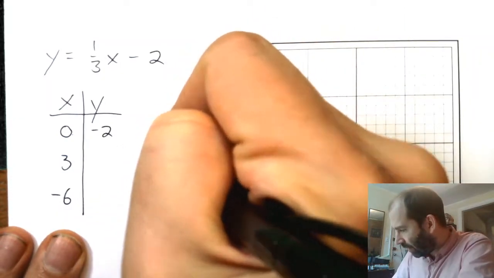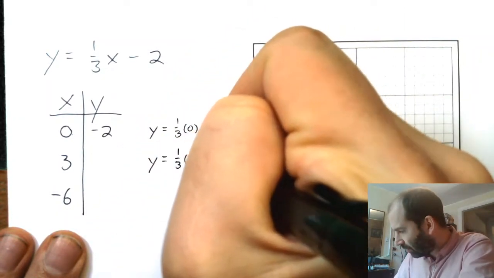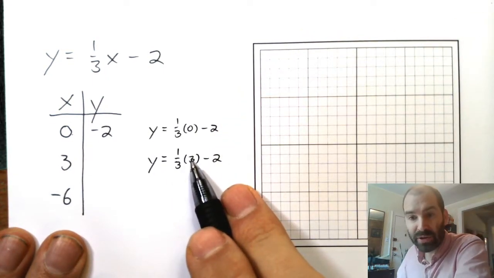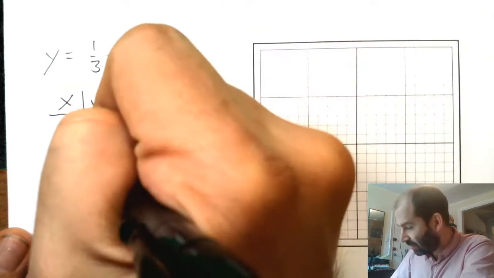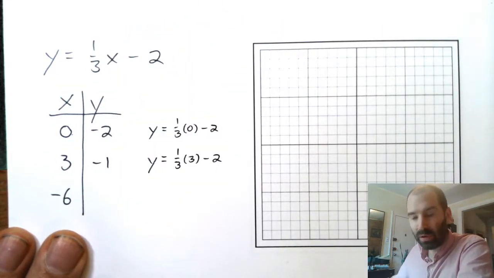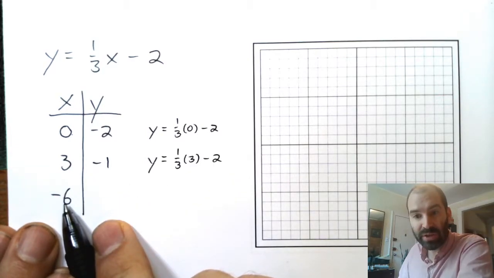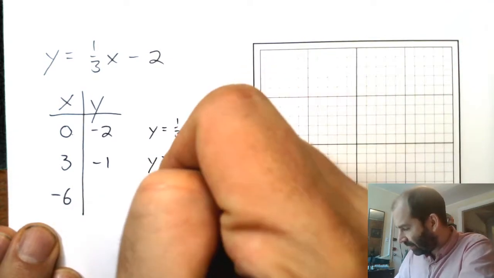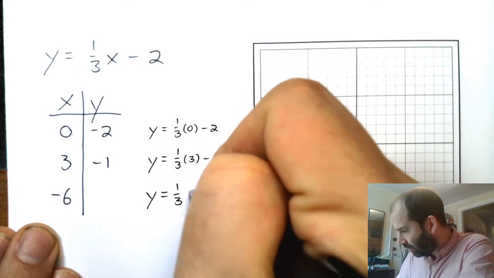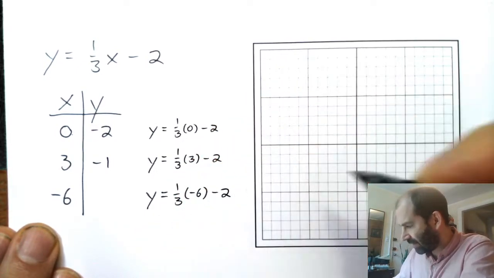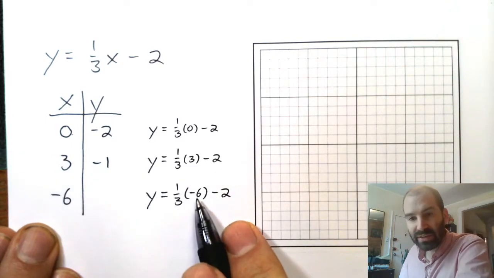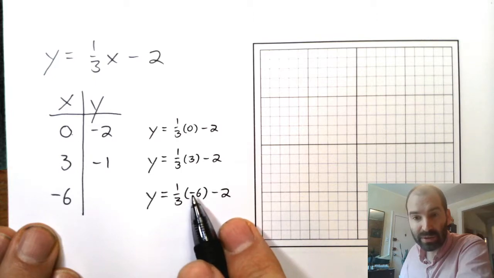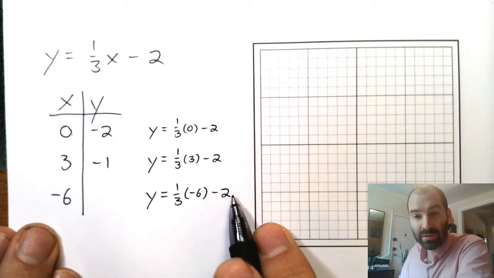Let's see what you got here. y equals 1/3 times 3 minus 2. Well, 1/3 of 3 is just 1. 1 minus 2 is negative 1. Cool. All right, and this one, go ahead and pause the video, work it out. 3, 2, 1. Welcome back. Let's see what we got. It's 1/3 times negative 6 minus 2. What's 1/3 of negative 6? Well, 6 divided by 3 is 2, but there's a negative here, so it's negative 2. Negative 2 minus 2 is negative 4.